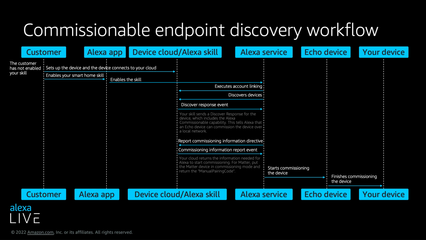We just talked about how the skill informs Alexa about the Matter commissionable device. Alexa then sends the skill a directive called report commissioning information. After receiving this directive, the skill reaches out to the Matter device via the device maker's cloud to put the device into open commissioning mode using a Matter API called open commissioning window. This in turn returns a new manual pairing code, as defined in the Matter spec, to Alexa in the directive response. With this manual pairing code and the device now in commissioning mode, Alexa can commission the device onto its Matter fabric and enable local control.